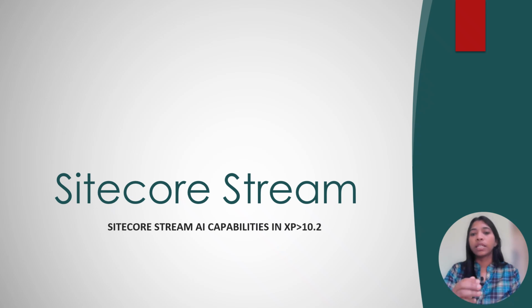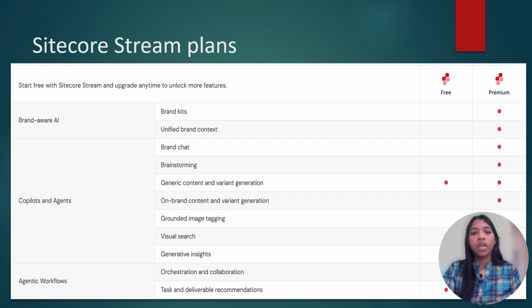First of all, it's only compatible with versions above 10.2. And to enable Sitecore Stream, we have two plans, free tier and premium tier. With the free tier, only some limited functionalities or features are possible. First one is content generation and variant generation. In the Experience Editor and in the Content Editor, we can generate new content, and also we can refine the existing content, and we can generate multiple variants of content. This is possible with the free tier.